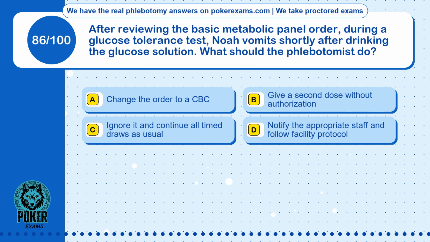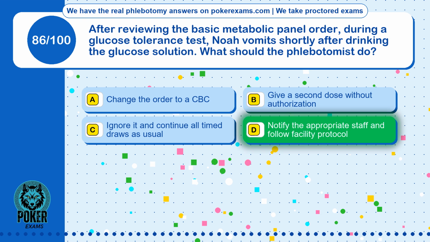Question 86. After reviewing the basic metabolic panel order, during a glucose tolerance test, Noah vomits shortly after drinking the glucose solution. What should the phlebotomist do? Option A. Change the order to a CBC. Option B. Give a second dose without authorization. Option C. Ignore it and continue all time draws as usual. Option D. Notify the appropriate staff and follow facility protocol.